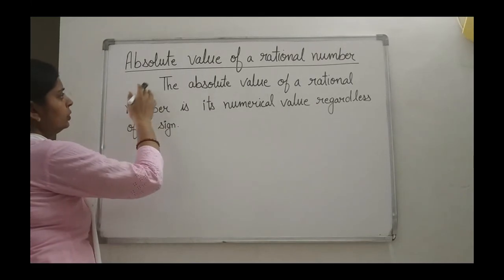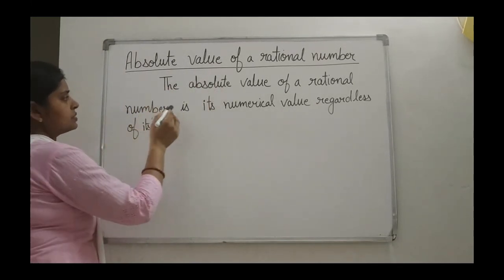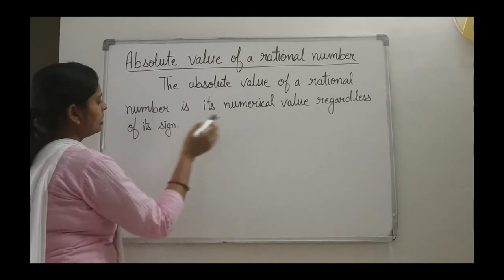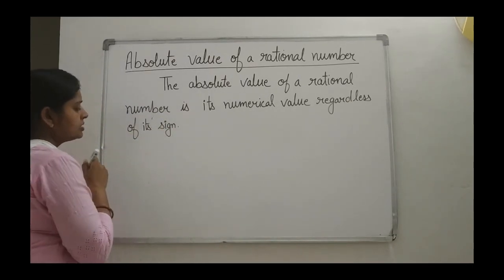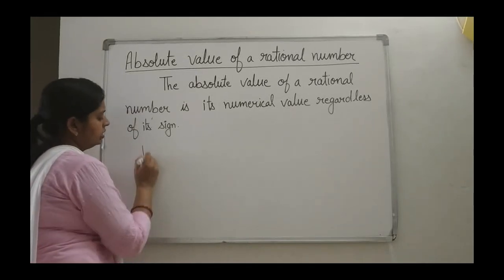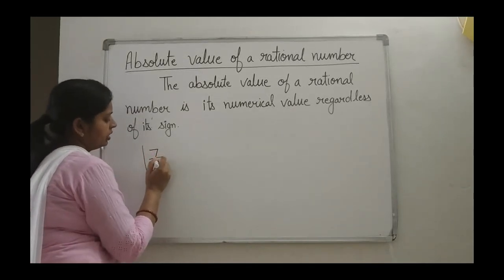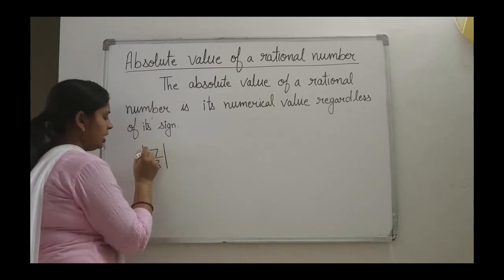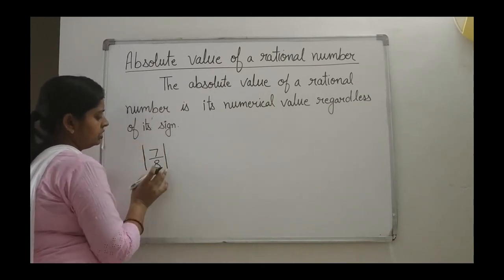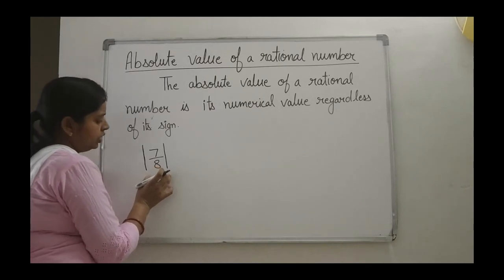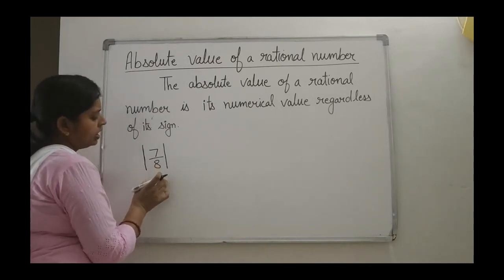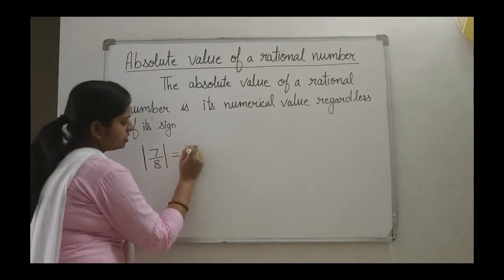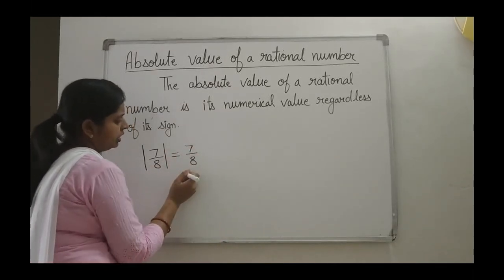Now, the absolute value of a rational number. The absolute value of a rational number is its numerical value regardless of its sign. If the rational number given is 7 upon 8, the standing lines are the representation. This is known as the absolute value of 7 upon 8, or also the mod value of 7 upon 8. The answer will be regardless of its sign, so it will be 7 upon 8.